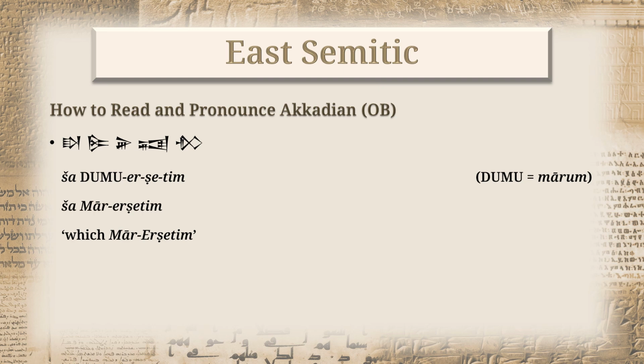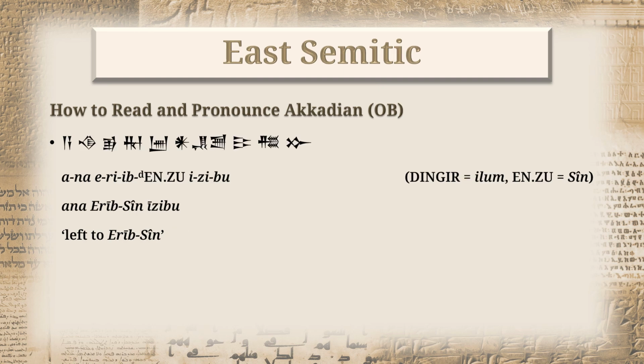Second line of the same text, syllable sign sha, Sumerian sign dumu. Dumu means marum, which is son, and then erzetim. So sha, mar, erzetim, and mar does not really mean son here, but it's just part of a proper name, mar erzetim. So even proper names are sometimes or very often written using Sumerian logographic signs. So concerning the female slave damiktum, which mar erzetim, so the verb is still missing, and in Akkadian the verb comes at the end, so we will see the verb in a couple of seconds.